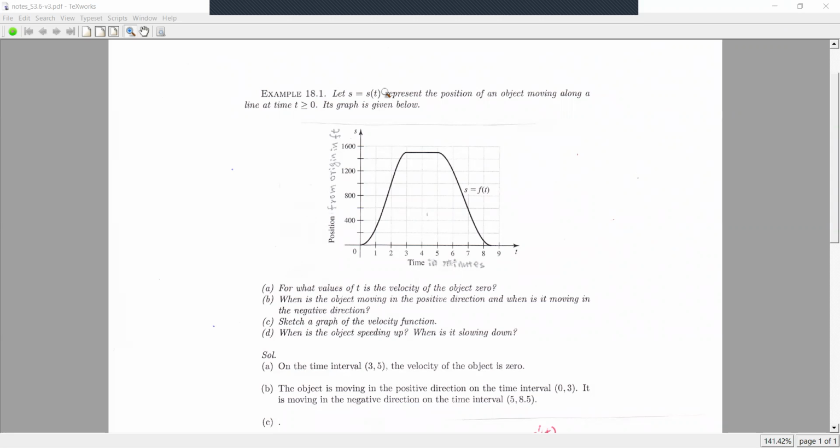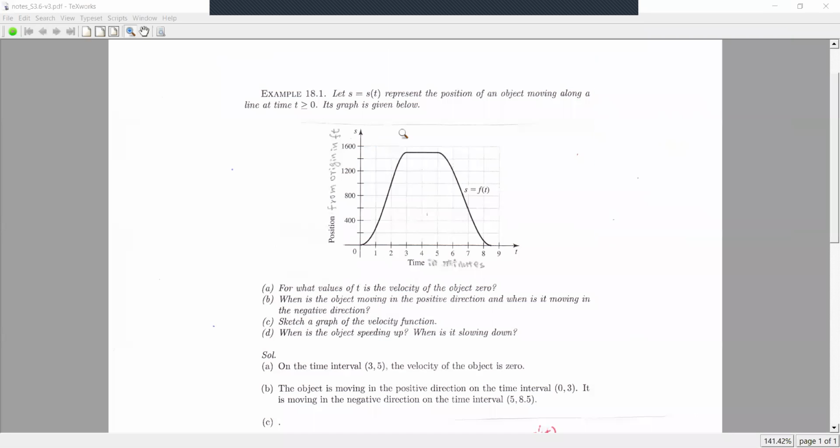Let s(t) represent the position of an object moving along a line at time t. In this position function, time is measured in minutes. Position is measured in feet. The graph of the position function is given by this curve. Now, part A. For what values of t is the velocity of the object 0?